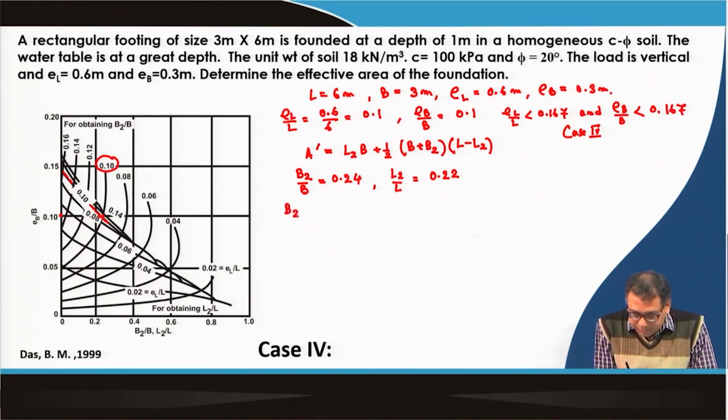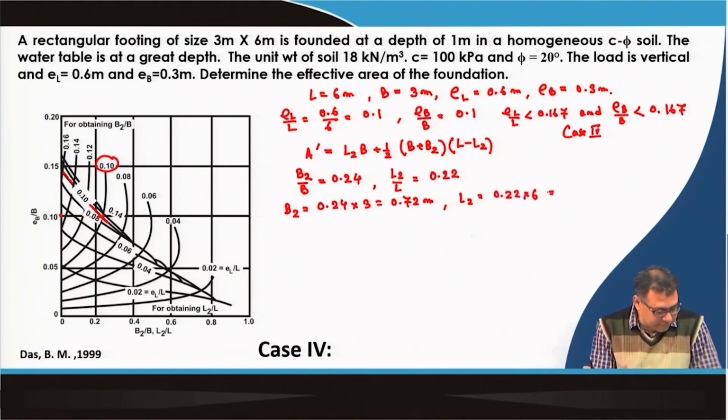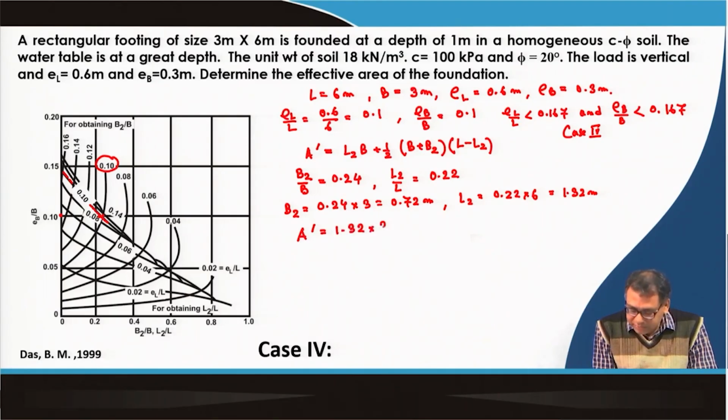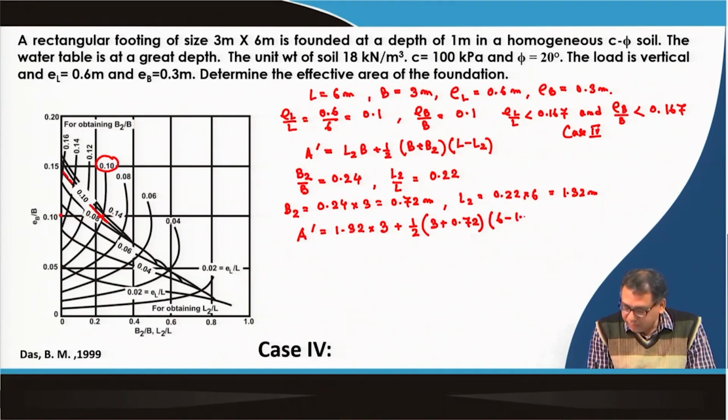So, now my B2 is equal to 0.24 into 3, which is 0.72 meter, and the L2 is equal to 0.22 into 6, which is equal to 1.32 meter. And now I can calculate the A dash, which is L2, 1.32, into B, 3, plus half of 3 plus B2, 0.72, then 6 minus 1.32. So, the effective area is 12.7 meter square.